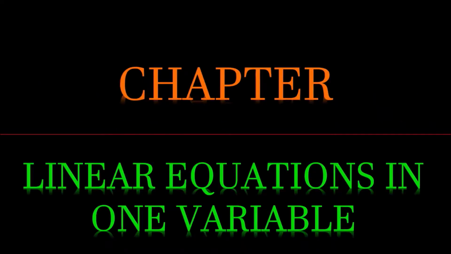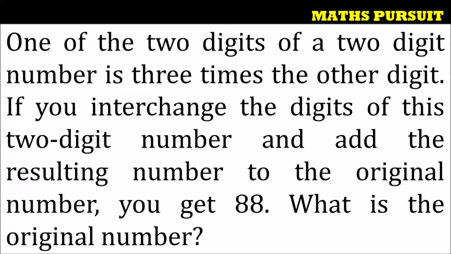Today we will look into the questions from the chapter called Linear Equations in One Variable. The given question is: one of the two digits of a two-digit number is 3 times the other digit. If you interchange the digits of this two-digit number and add the resulting number to the original number, you get 88. What is the original number? So guys, let us see how we can answer this question.